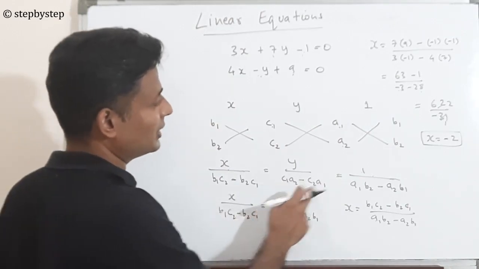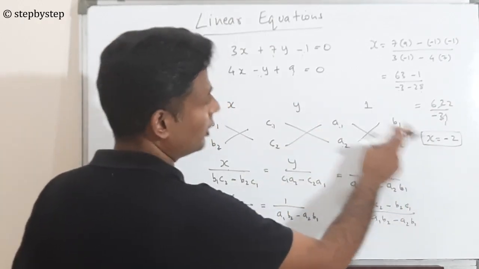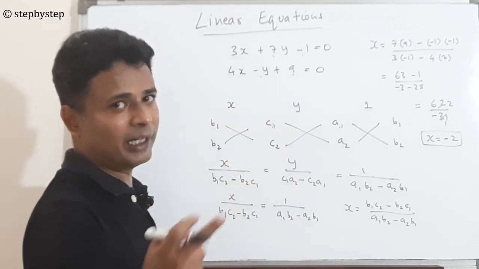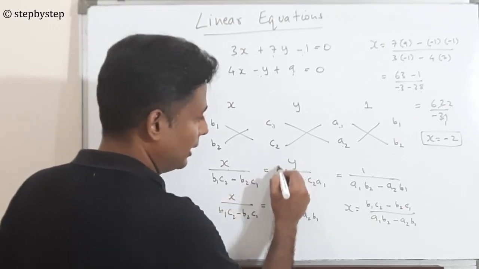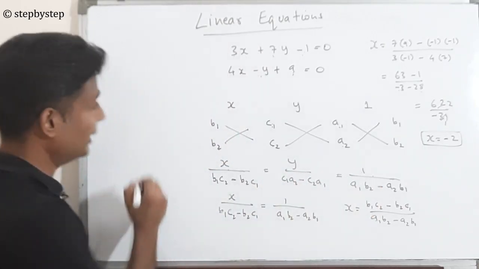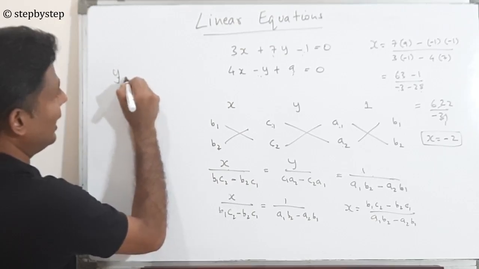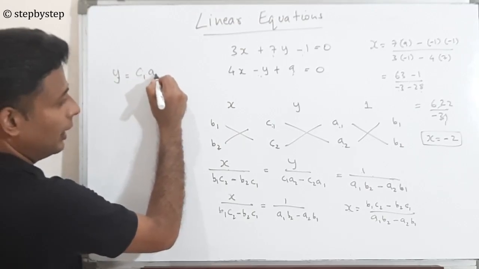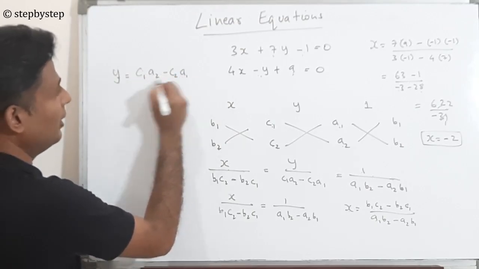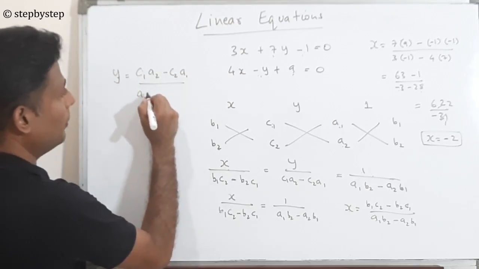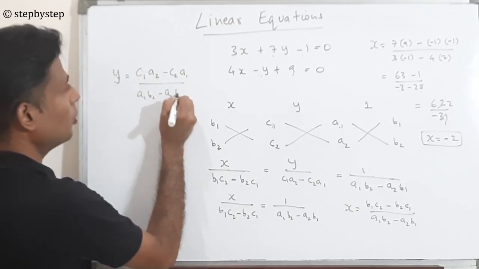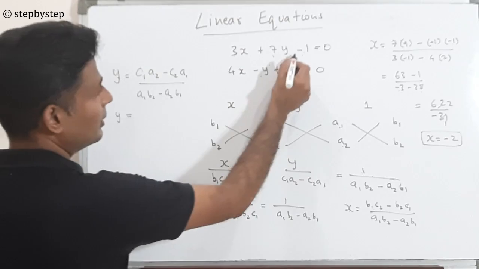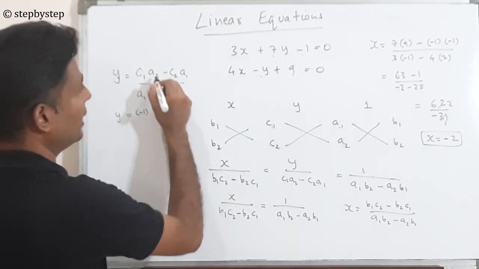Now actually you don't have to use this to find the value of y. What you can do is substitute the value of x in this and find the value of y. But if you needed to find it using cross multiplication method, then you will take these two relations. So y, and I'll transpose this over here. So it becomes C1 A2 minus C2 A1 by A1 B2 minus A2 B1. So y equal to C1 is minus 1. Don't forget to take the negative sign.